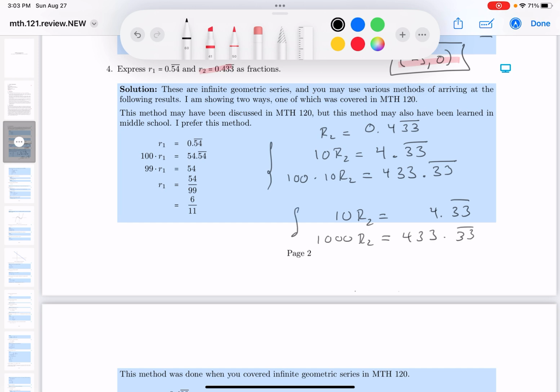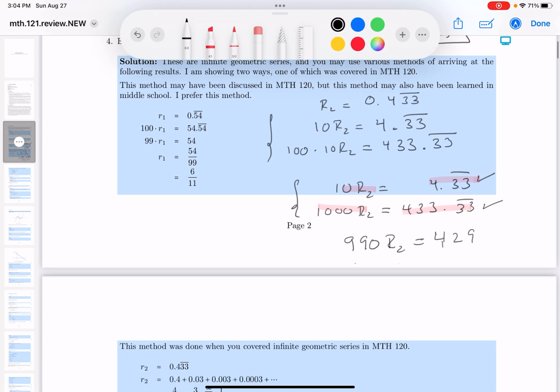Is equal to 433.33. What am I going to do? I'm going to subtract it. So I'm going to take this one, subtract that one. What do you get? You get 990 R2. Again, I want to tell you what I did. I took this, I subtracted that. That's 990. Now I'm going to take this, subtract that, which doesn't look bad to do. It's going to be 429.